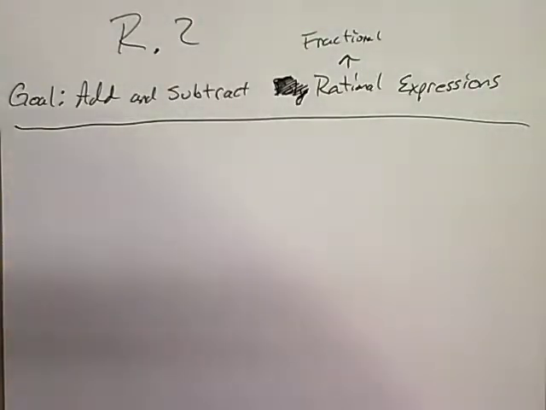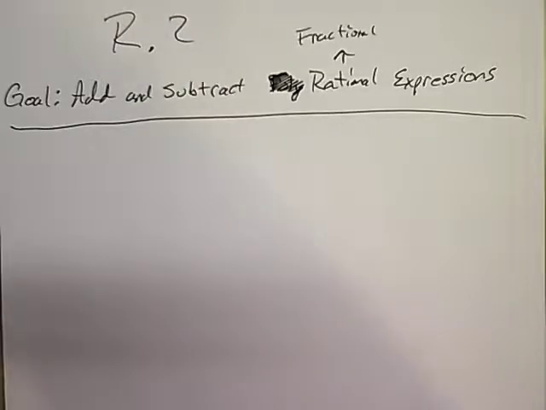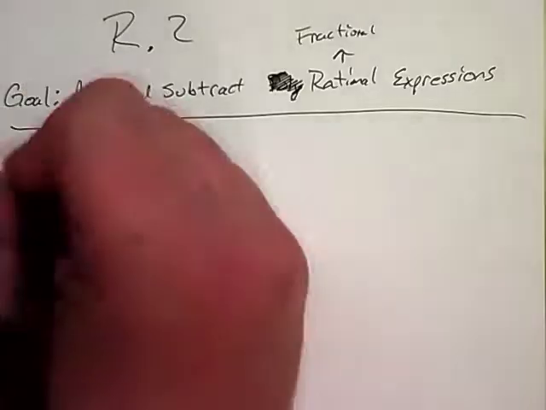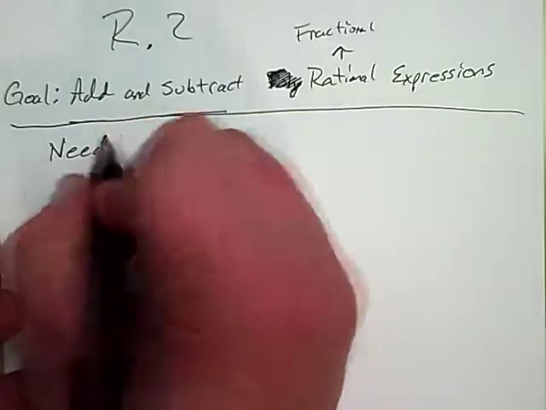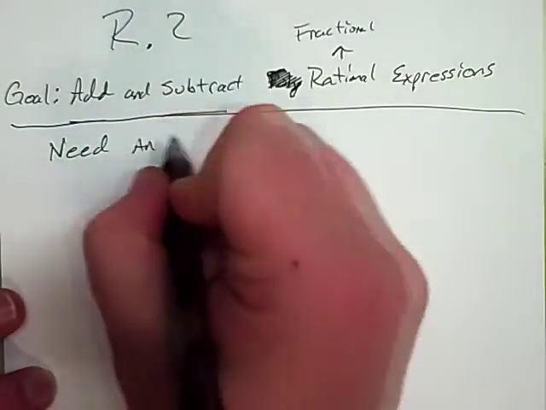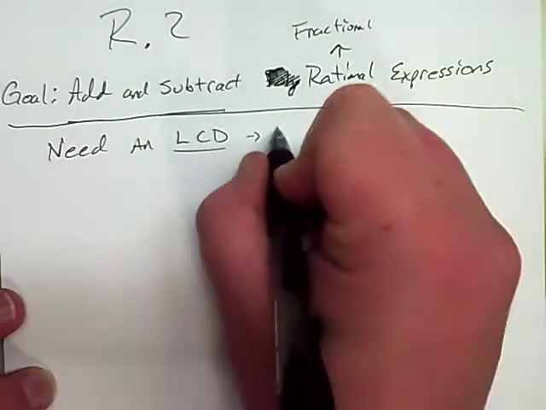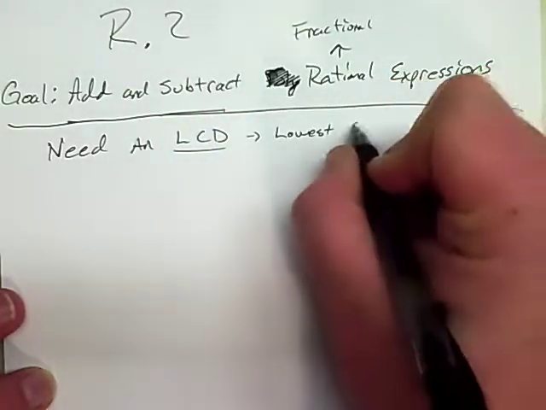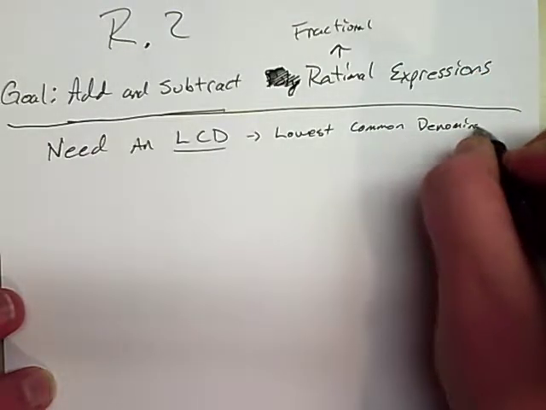All right, so when it comes to adding and subtracting rational fractions, think back to 4th, 5th, 6th, 7th grade. When you add and subtract fractions, what was the one thing you had to have? You must need an LCD, right? Remember this, lowest common denominator.